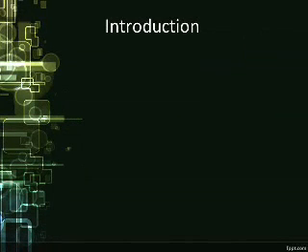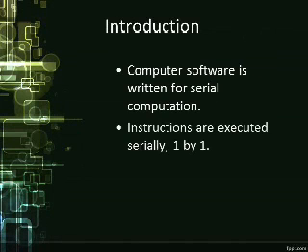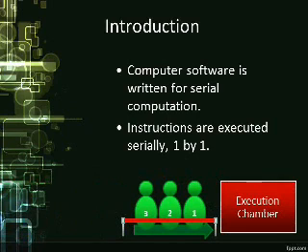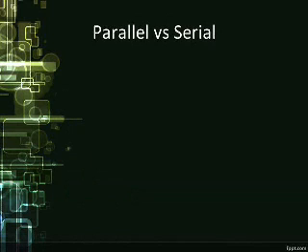Initially, computer software is written for serial computation, which means instructions are executed serially, one by one. This can prove to be slow when it comes to bigger and much more complex problems, and this shows that there is a need for a new way to compute and solve problems. So people came up with the idea of doing things in parallel.